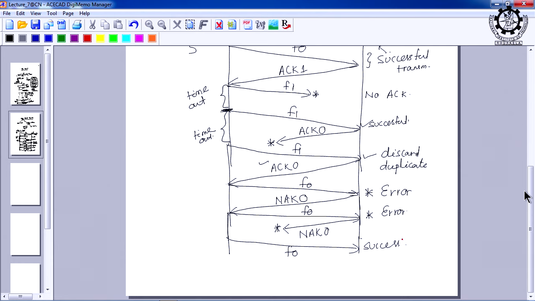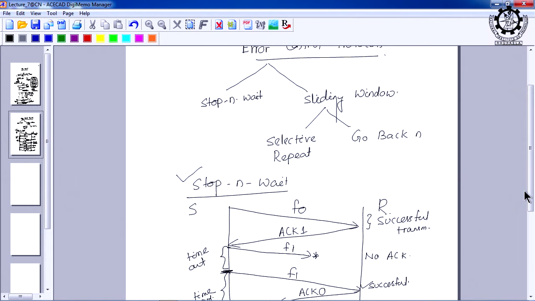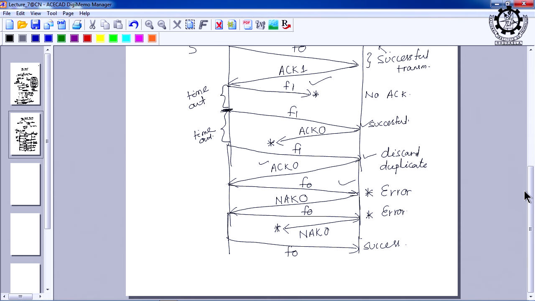That means situations like loss of a NAK or arrival of a NAK indicate a retransmission, but arrival of an ACK does not go for retransmission, while loss of an ACK goes for a retransmission as well as a discard of the duplicate, right. So, this is your stop and wait protocol with all the different cases: your lost data, your damaged data, your lost acknowledgement, and again damaged data with lost NAK, and all the provisions.